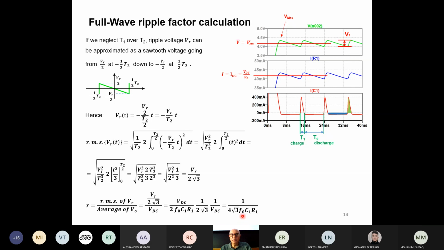Sometimes we cannot change the frequency, as when we are using the supply from the mains, from the wall. So the only strategy that we have is to try to increase the capacitor.